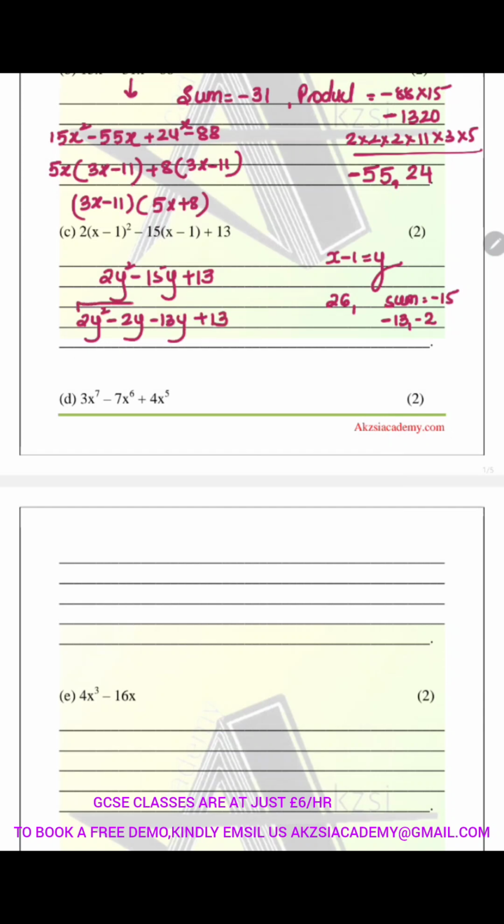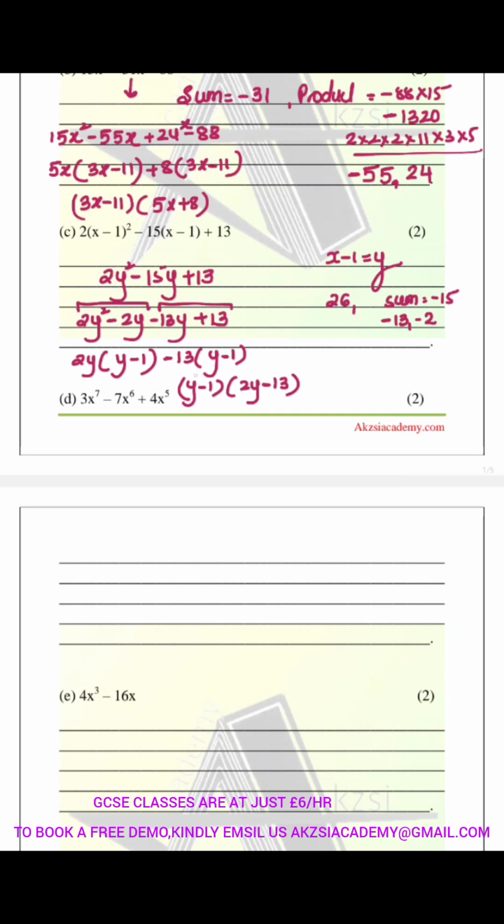Taking these two and these two as pairs. So taking 2y out as common, it will be y minus 1. And taking minus 13 as common, remaining is y minus 1. Clearly from these two, I can take out y minus 1 as common, and remaining is 2y minus 13. Just don't forget that you have assumed y as x minus 1. So just replace it back.